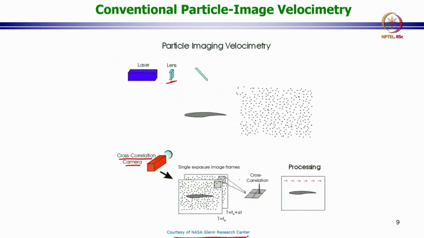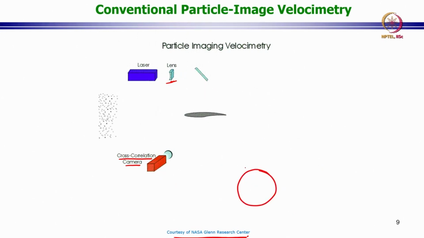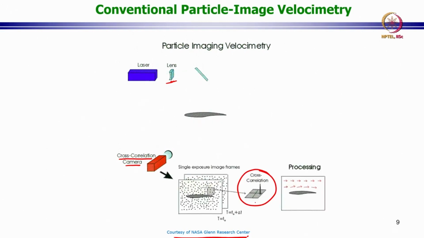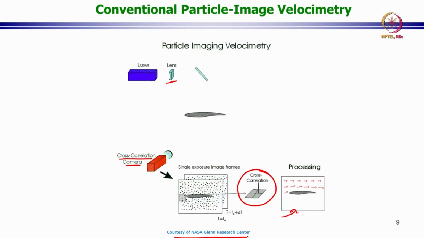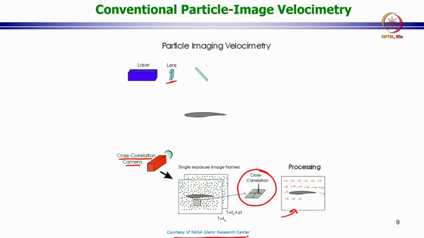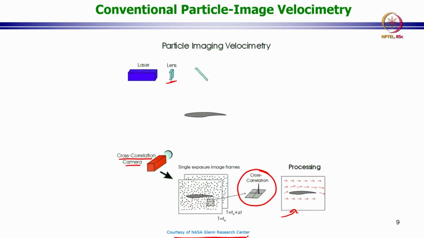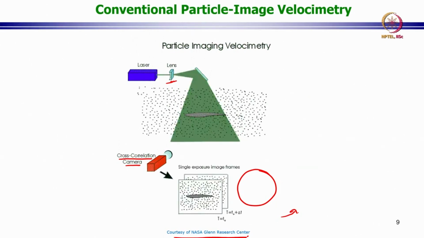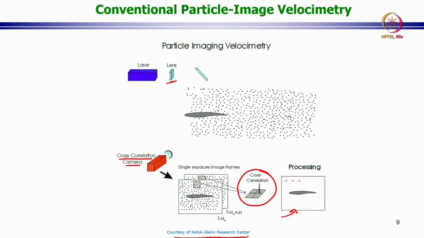Which is why we were talking about image pairs, and then we will see how we do the image processing, which is the cross correlation bit. This is the image processing here, and then you process it and finally get the velocity field, the known velocity field. So, this is a very good example of a large scale or lab scale PIV setup, often called a macro scale PIV setup.